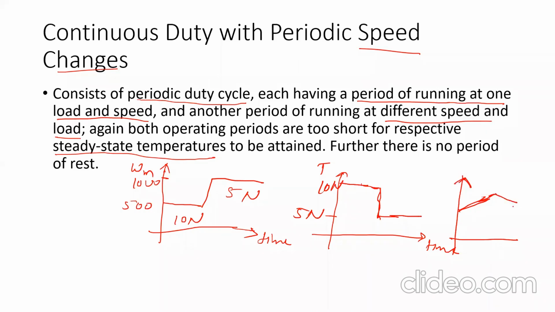And maybe after this duration is over, the torque may be like this. 3 newton of load is there. After 5 newton, the 3 newton of load is there, and after some time 7 newton of load is there. This means the load on the machine is different. As the load changes, the speed and the temperature curve will change. It is not a constant or repeating temperature curve.